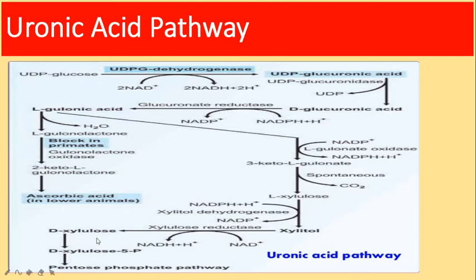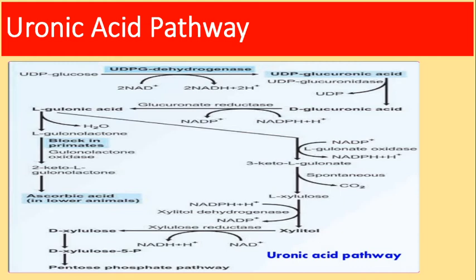Then this xylitol is converted into D-xylulose. The L form of xylulose, in the presence of the enzyme xylitol dehydrogenase, will be converted into xylitol. Xylitol undergoes reduction in the presence of the enzyme xylitol reductase to form xylulose, the D form. Okay, the D form of xylulose.